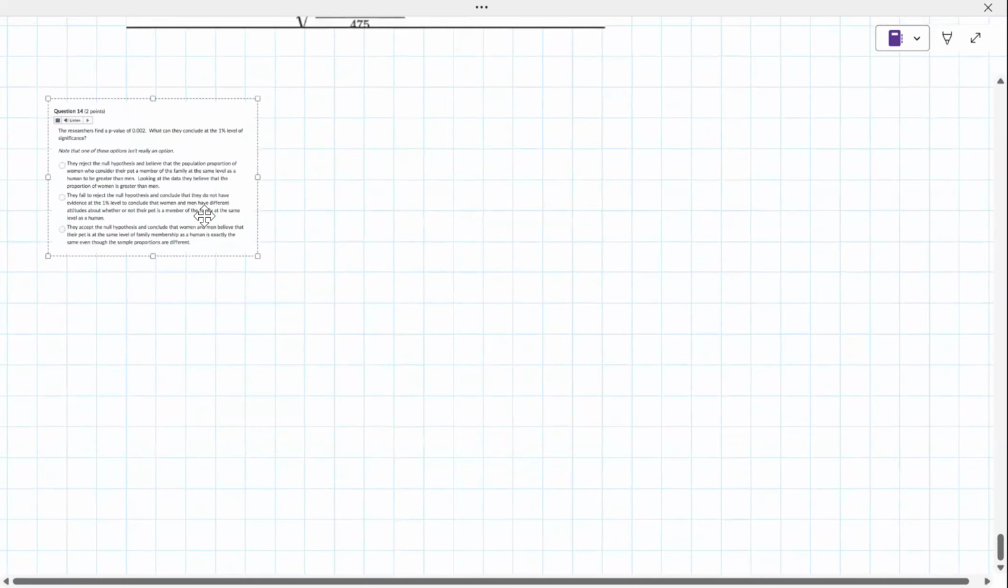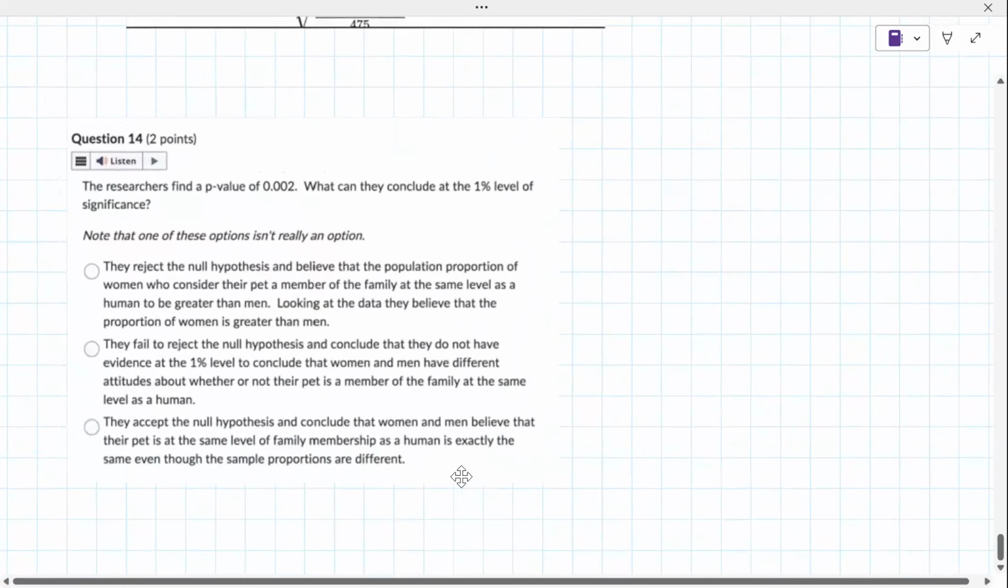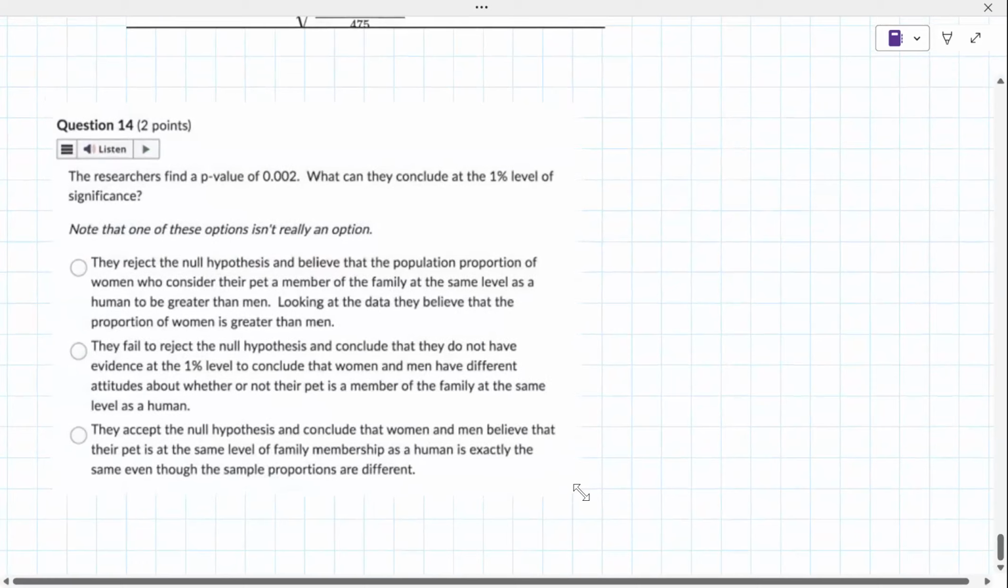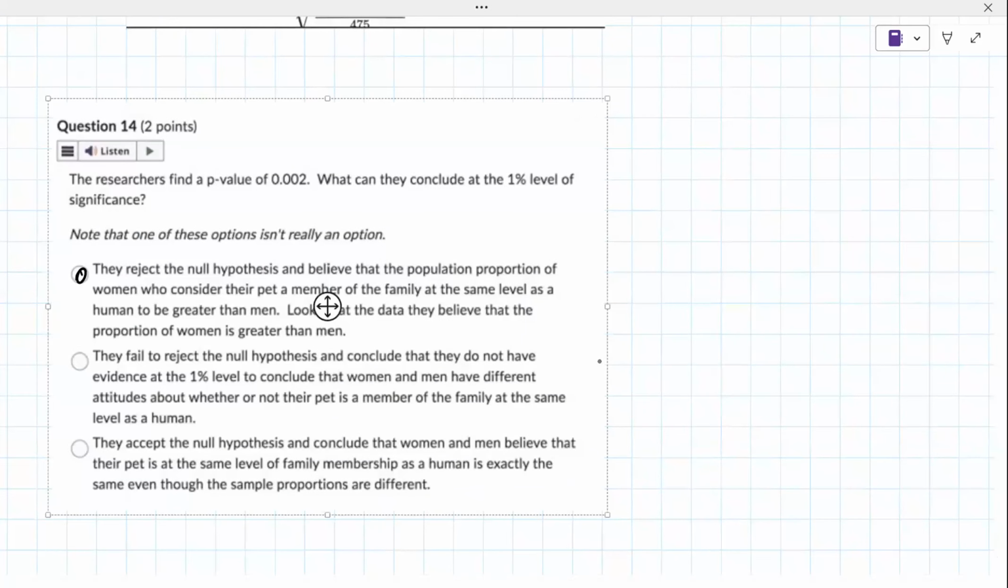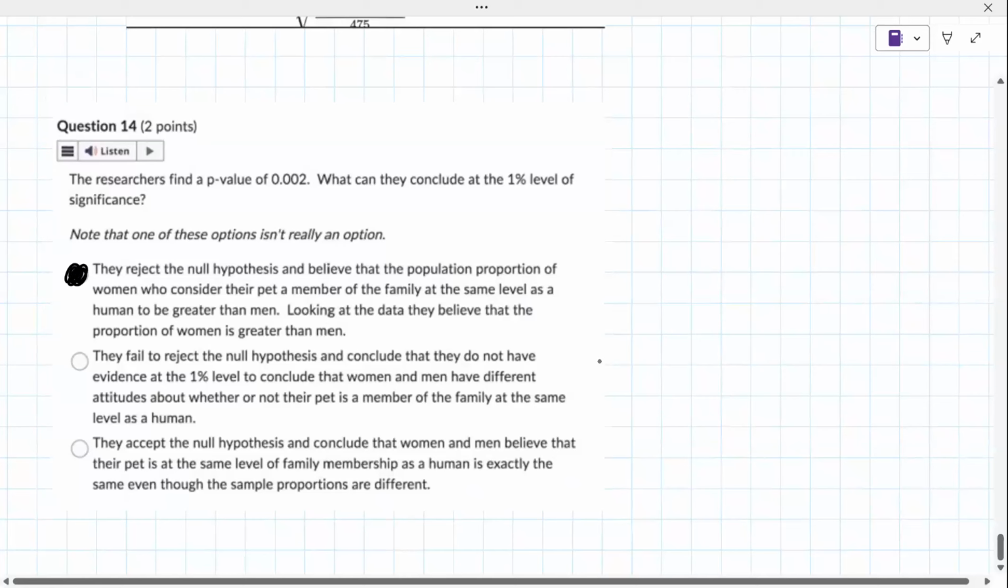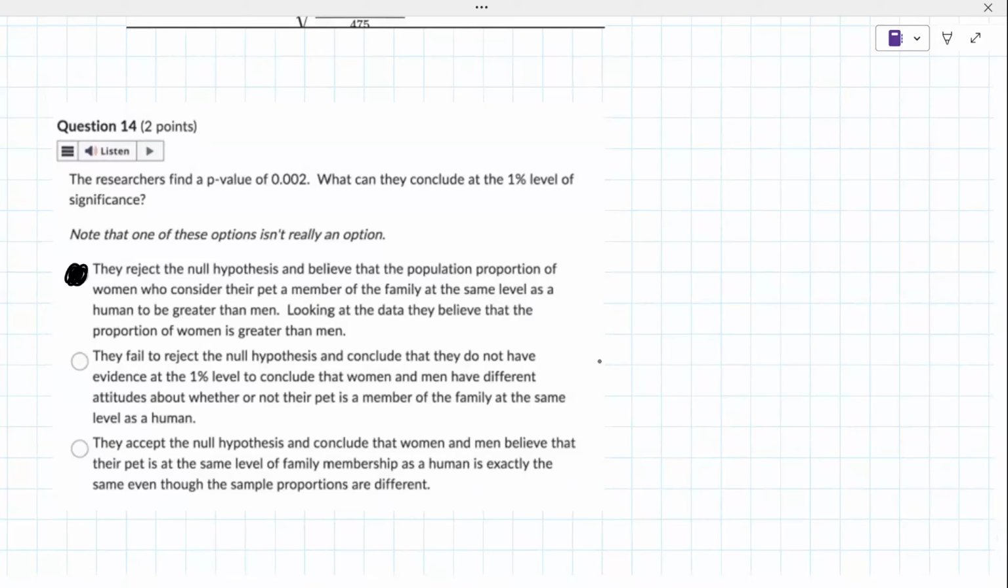So then 14, the researcher gets a pretty small p-value, 0.002. That means that they will reject the null hypothesis. It's pretty small. It's probably going to reject in all cases. All right. Let's see how that goes for you.